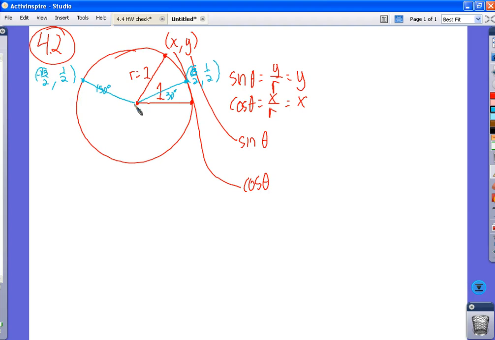If we came over here to 210 degrees, it's also 30 degrees off the horizontal, just like this one. So it's going to have the same sine and cosine, except both are negative. And if I come over here to 330 degrees, it's 30 degrees off the horizontal, just like this. Root 3 over 2 is positive, 1/2 is negative.